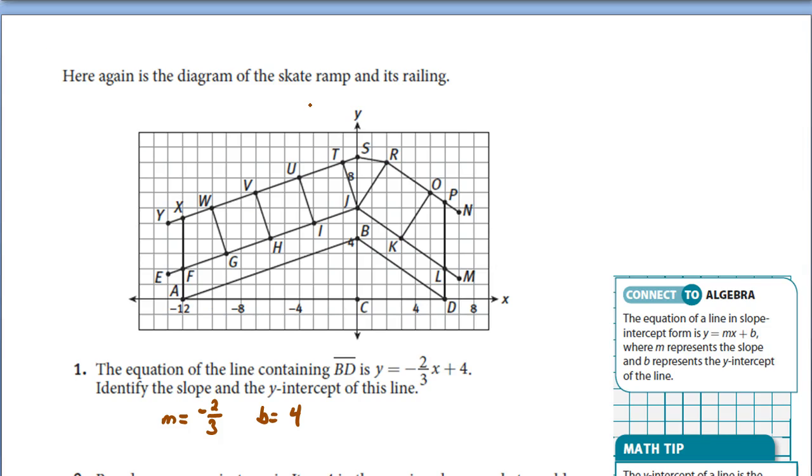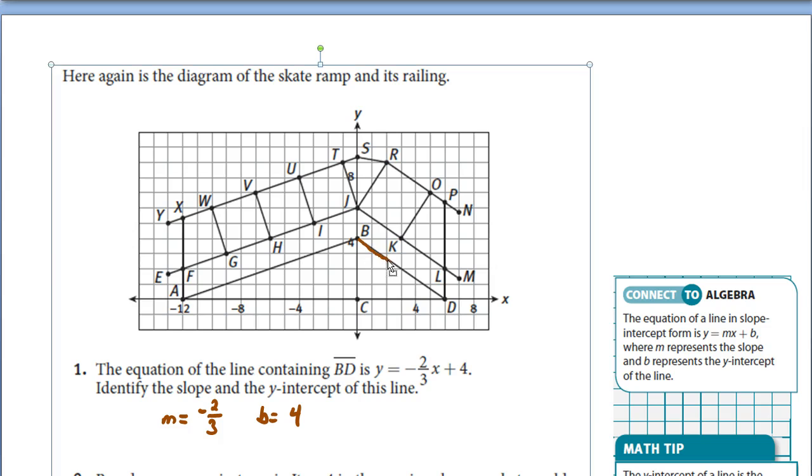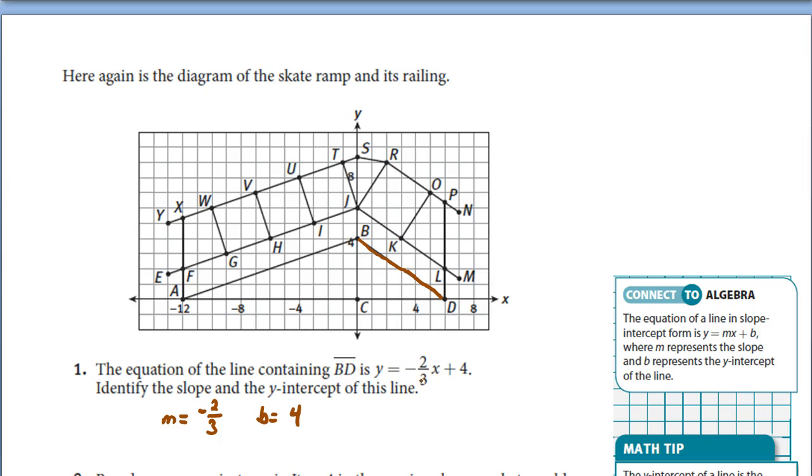Here again is the diagram of the skate ramp and its railing. Number 1, the equation of the line containing segment BD is y equals negative 2/3 x plus 4. Identify the slope and y-intercept of the line. So the line containing segment BD is this right here. And this is its equation.